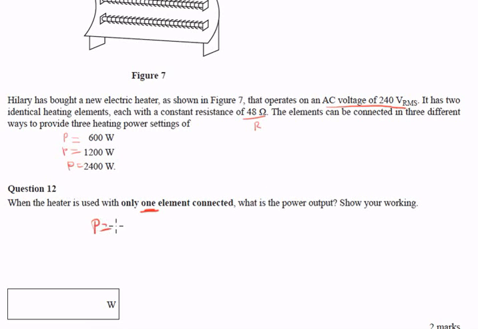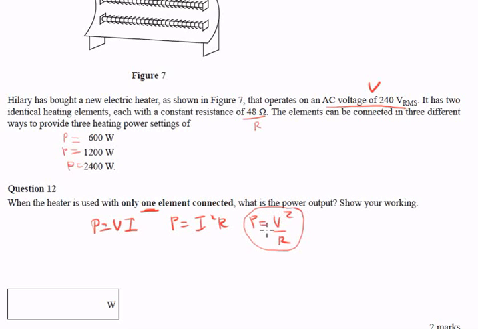Okay, so we want to find power. So power is VI. Power is also equal to I squared R, and power is also equal to V squared over R. So what have we got? We've got the voltage, and we've got the resistance. We're going to use this one here.